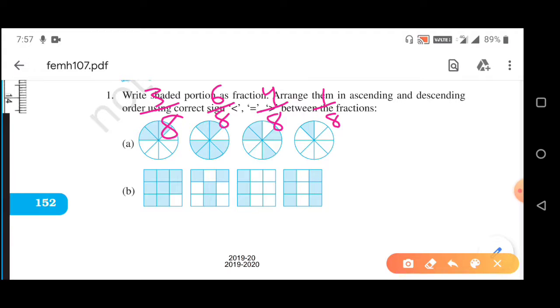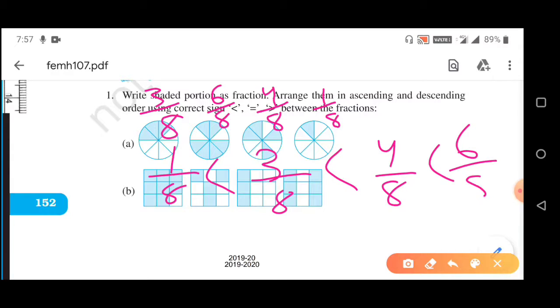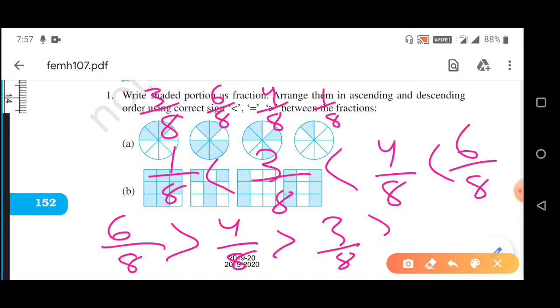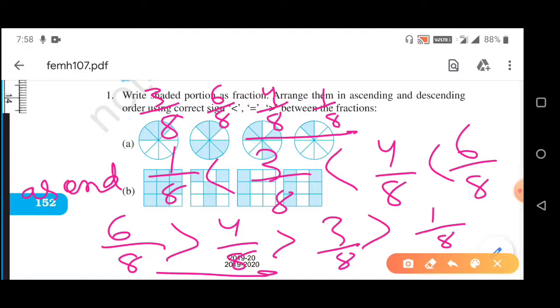Now we will write it in ascending order, that means smaller to greater. So smaller is 1 by 8, then 3 by 8, then 4 by 8, then 6 by 8. And descending order will be 6 by 8 is greater than 4 by 8, is greater than 3 by 8, is greater than 1 by 8. That means it is decreasing, and ascending means increasing. So in this way we have to do. This is the ascending and this is the descending.